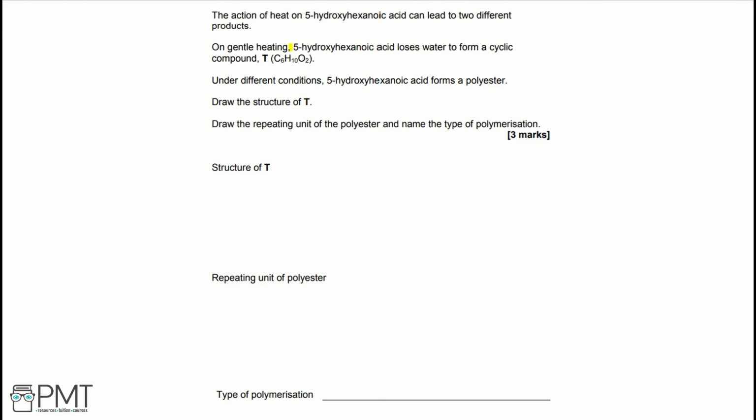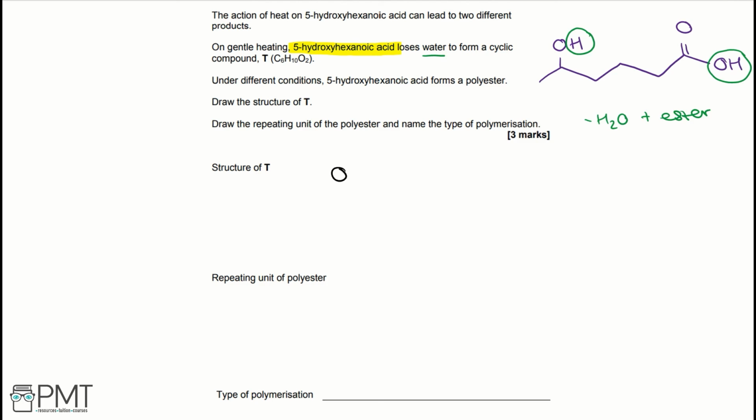Let's start by drawing the structure of 5-hydroxyhexanoic acid. So we need a 6-carbon backbone with a carboxylic acid group on carbon number 1 and a hydroxyl or an alcohol group on carbon number 5. So in this reaction, we're losing water, which is going to be the hydrogen from the hydroxyl group and the OH from the carboxylic acid. And we're going to lose water and make an ester. So structure T is going to have an ester functional group.